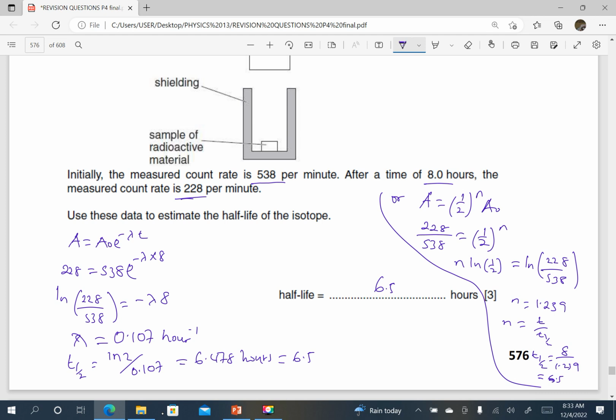So one thing we need to note is that normally when the answer is to be quoted in hours, always try to write it in two significant figures only. Two significant figures.